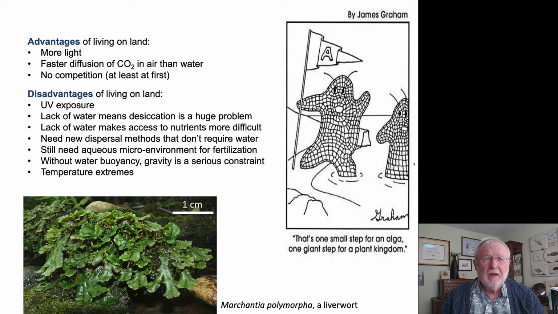There are some huge advantages to living on land. The first, more light, which means a higher photosynthetic rate, more carbon gain. Second is a fundamentally different rate of CO2 diffusion. Carbon dioxide diffuses 10,000 times faster in air than in water. So the combination of a faster diffusion rate for CO2 and more light would be a tremendous competitive advantage in terms of growth. And some have suggested that early on there wasn't competition for space when plants first invaded land.